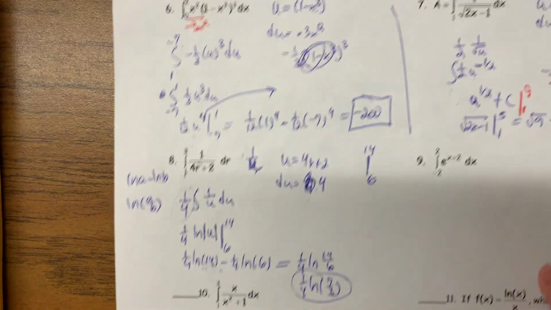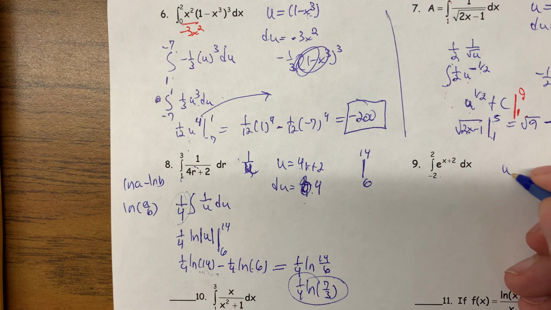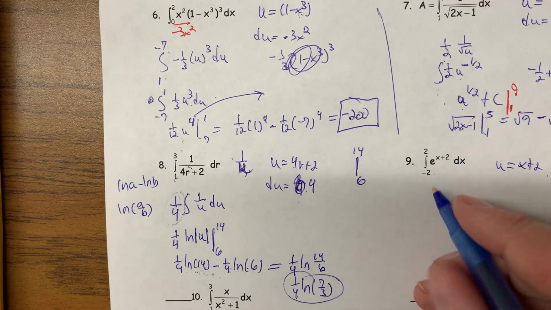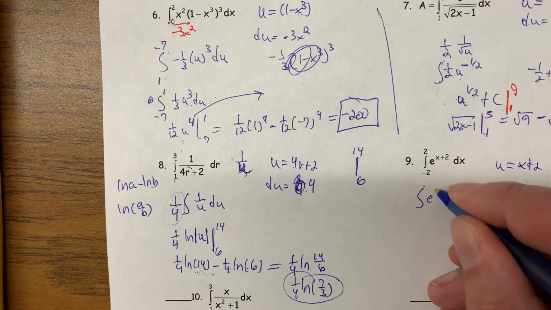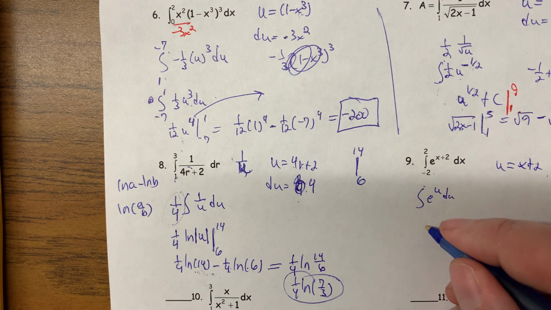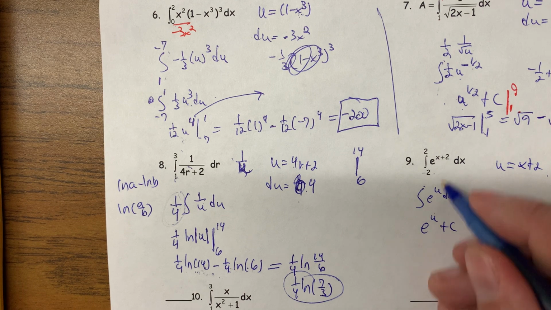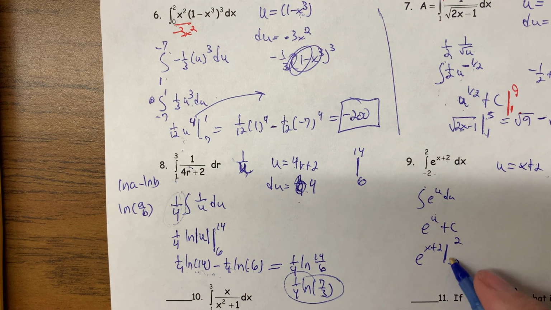How about this one? What do you get as your answer? Well, hopefully you see that u here is x plus 2. So the derivative of that is just 1, so dividing by 1 doesn't do anything. This is the same as the integral of e to the u du, and so it's going to be e to the u plus c. And u, I'm going to go back to x's this time: x plus 2 from negative 2 to 2. This is what we're doing.